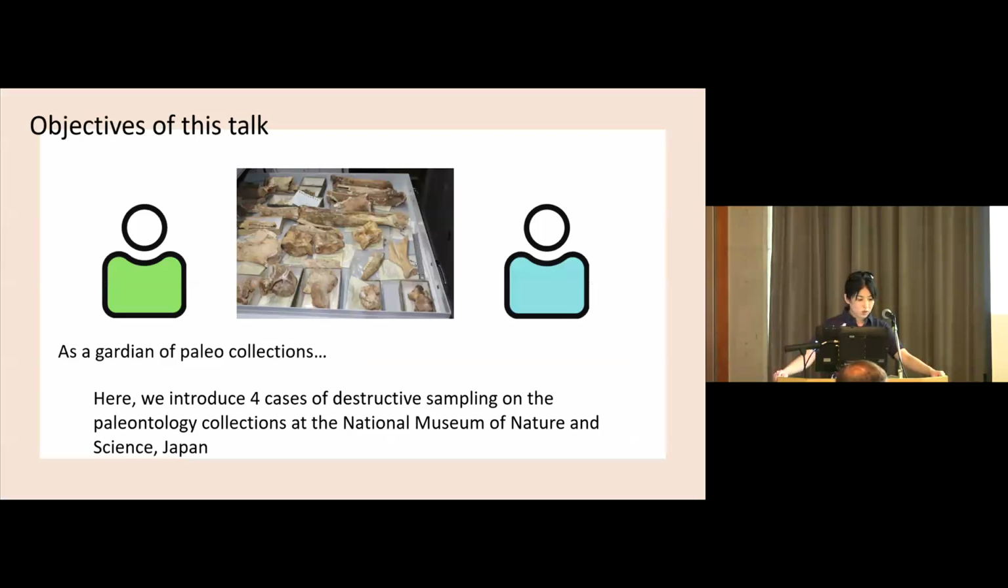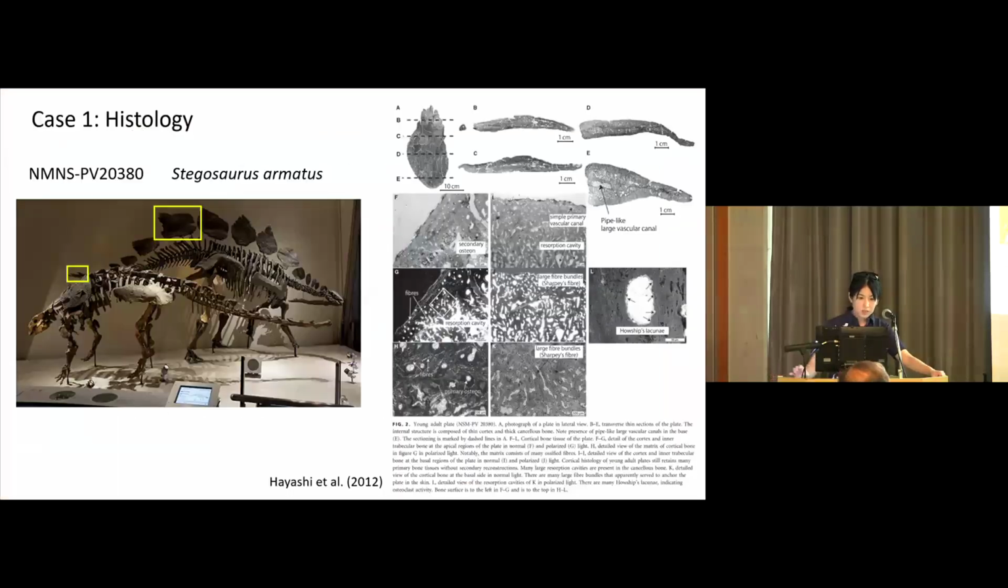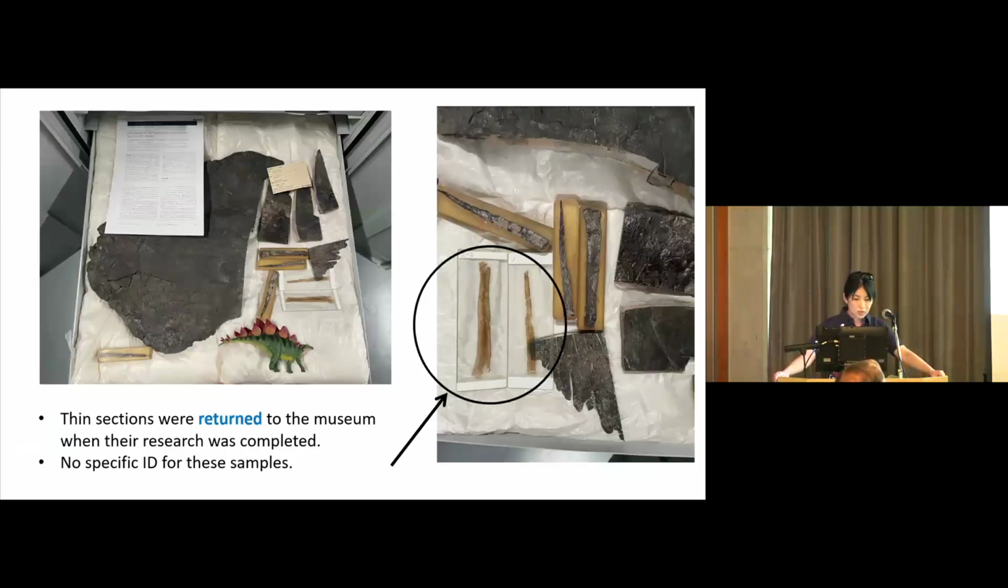So here, I want to introduce 4 cases in which destructive sampling was approved in our museum. Specimens of a stegosaurus were studied to examine how the plates and the spikes functioned in these dinosaurs, and a thin section of the plate and the spike was made to observe internal bone structures. The sampling of the specimens was allowed on the condition that the studied sections were returned back to the museum when the research was completed. So now it is back to the museum.